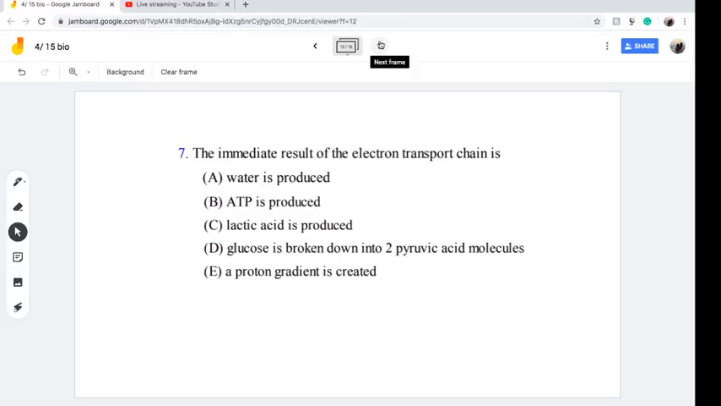So we discussed in the previous lesson that ETC produces a proton gradient that is later used for chemiosmosis. So the answer choice would be E, a proton gradient is created. That's honestly the main purpose of ETC. The whole process behind it is pretty complicated, but at the end it results in a proton gradient that will later help in the chemiosmosis.